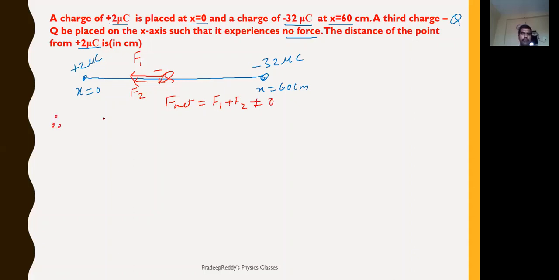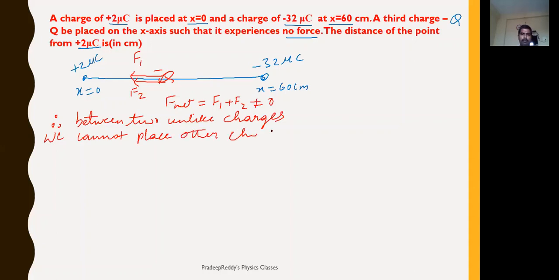Therefore, between two unlike charges, we cannot place another charge such that F net on it is 0. You cannot place that particular charge in between them. Then where do you need to place that particular charge? In order to make F net equal to 0, you should place the minus q charge closer to the smaller magnitude of charge.